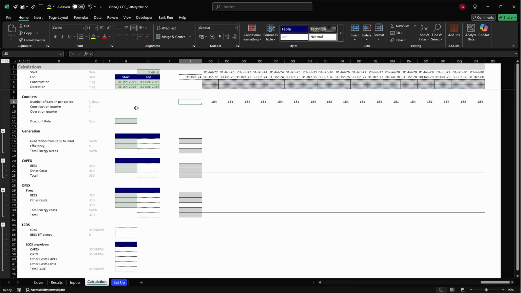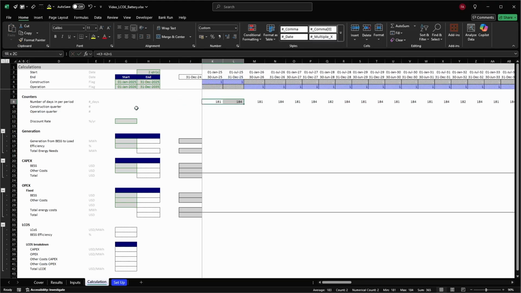Copy and paste across. I always get confused whether... Yeah, that seems to be correct, right? So we have 3. Yeah, that seems to be correct. And here we're going to have a leap year. So that's correct, right? So next we have to know which construction quarter this is.